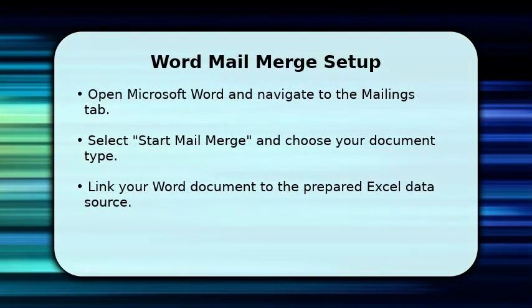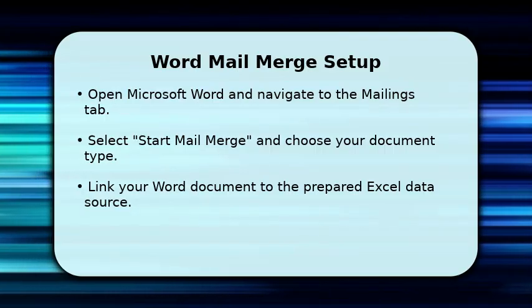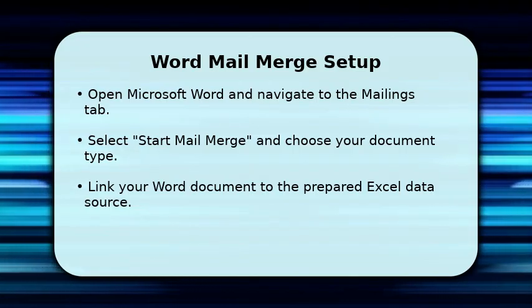Open a new or existing document and click on the Mailings tab in the ribbon. From there, select Start Mail Merge and pick the document type that suits your needs, such as letters, emails, or labels. The next critical step is to connect your Word document to your Excel data source. This establishes the link that allows Word to pull information directly from your spreadsheet.